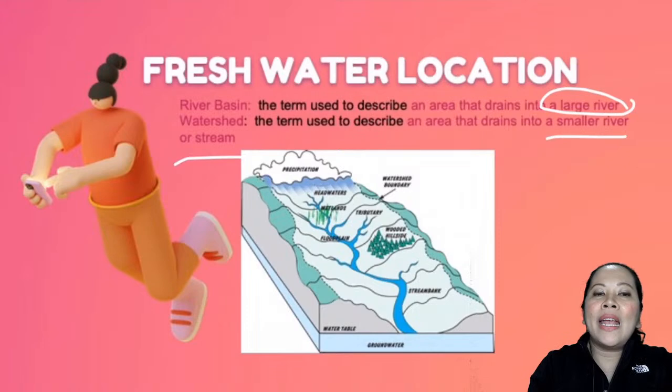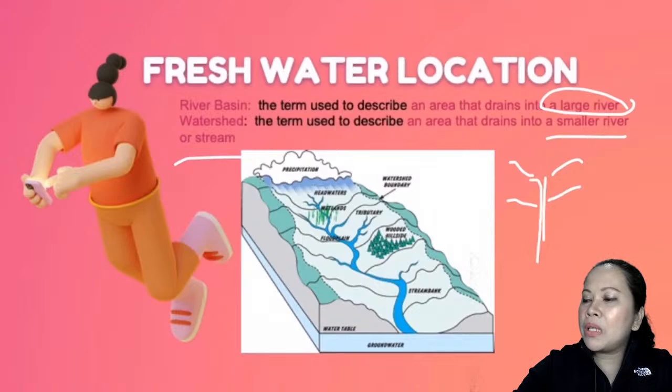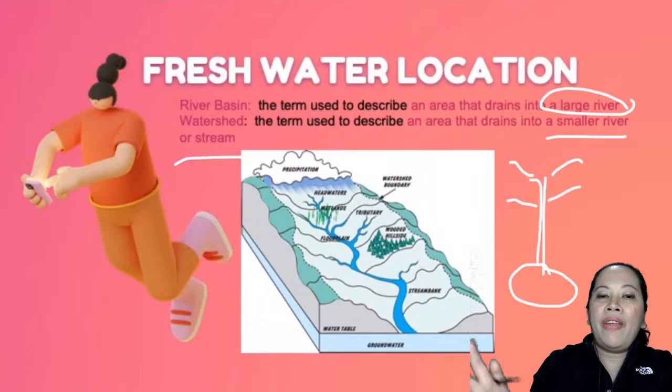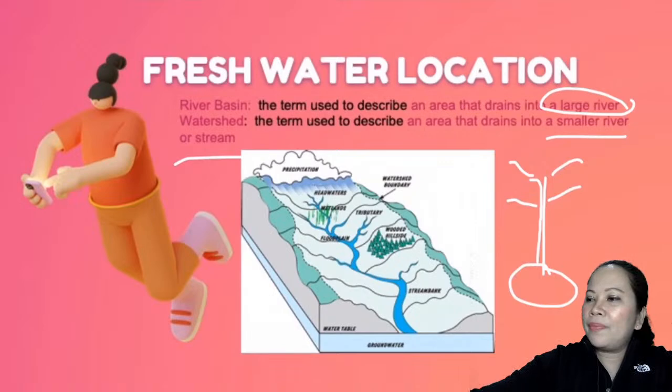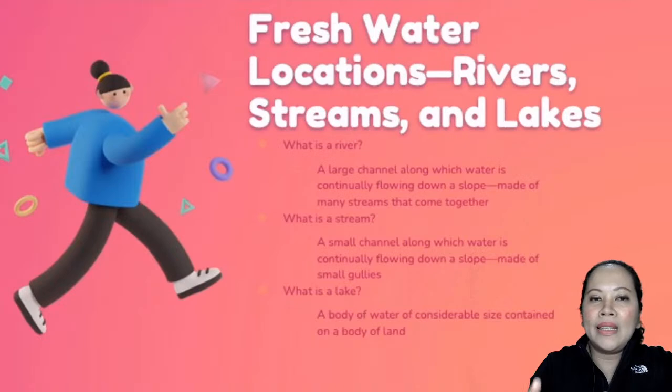So when we say large river basins, these are made up of interconnected watersheds. It starts from the smaller side, and then it becomes bigger and bigger into the lake or into a bigger river, then that is watersheds and then river basins. Okay, so freshwater locations, one is we have our rivers, streams, and lakes.